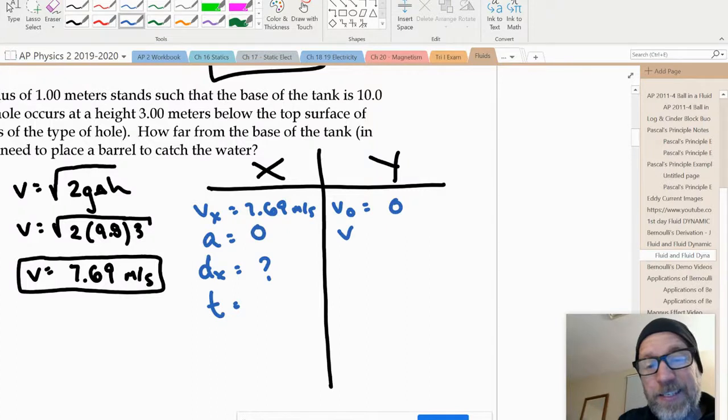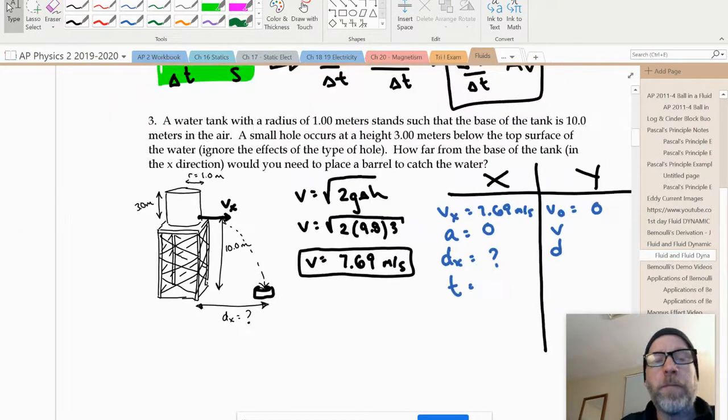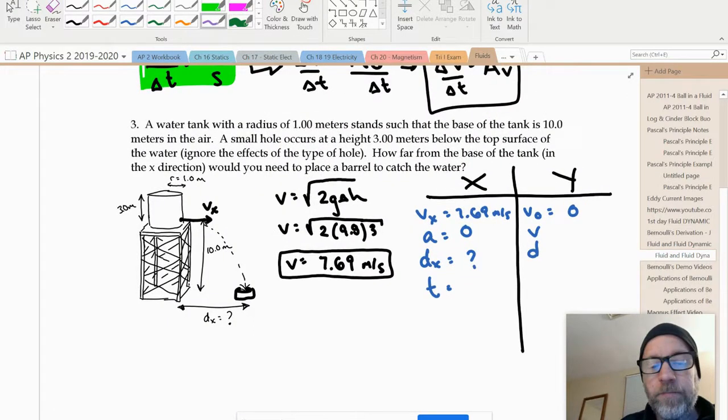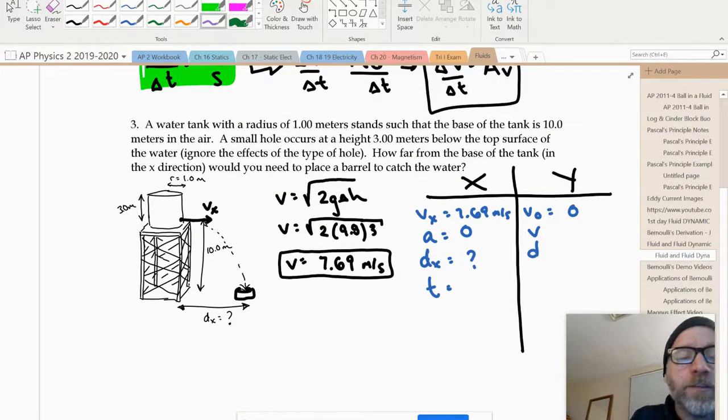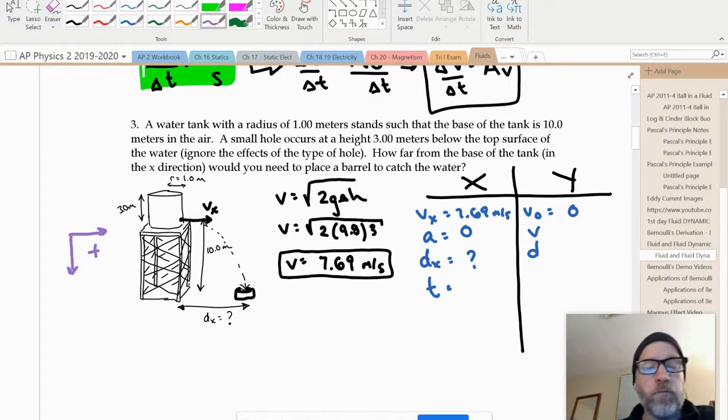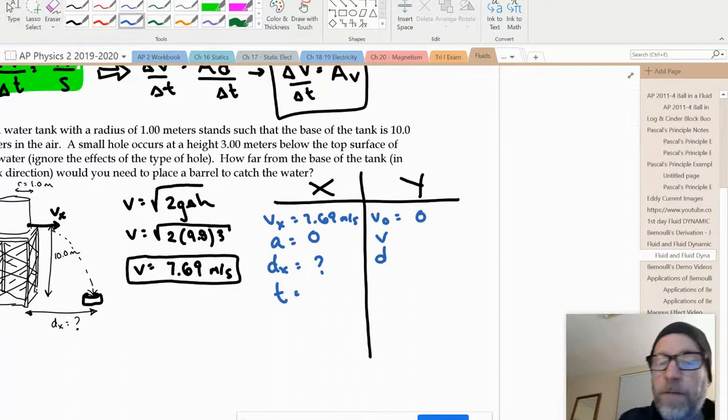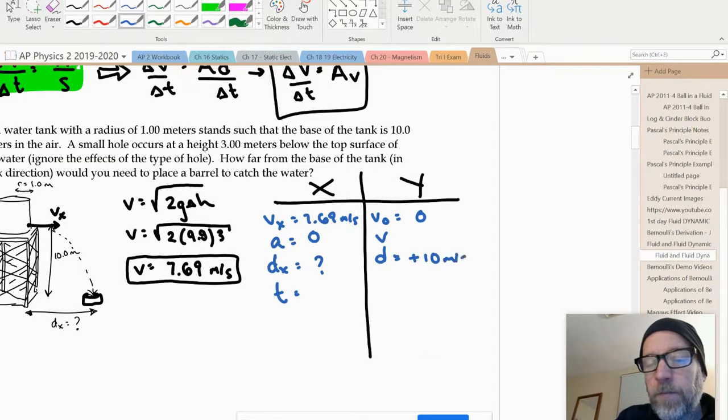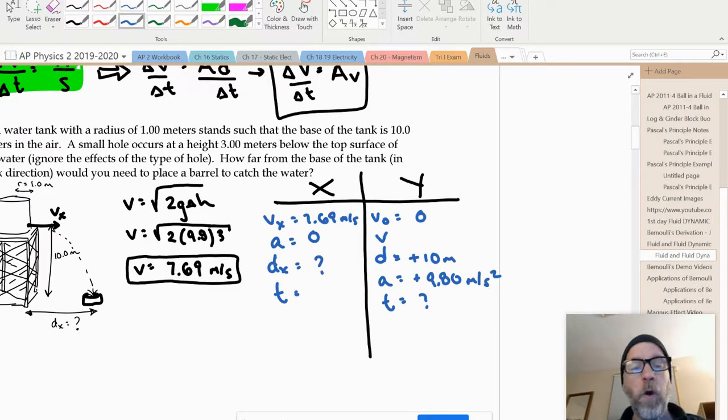The final velocity, I don't know. Displacement, oh man, what am I missing from my diagram? Charlotte, what am I missing? That's right, my positive arrows. That's embarrassing. I'm going to make right and down positive this time. So my displacement is going to be plus 10 meters. And the acceleration is going to be plus 9.8 meters per second squared. I can solve for the time that it takes for that water to reach the ground.